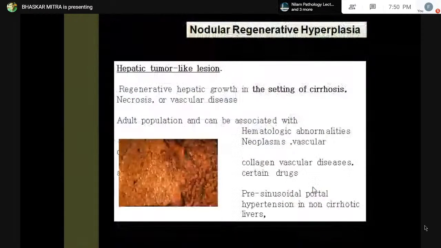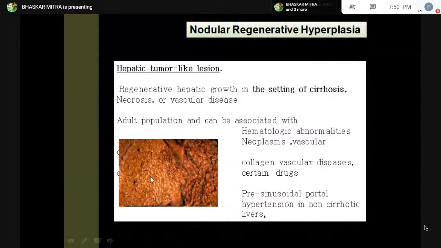Now coming to another hyperplastic condition, nodular regenerative hyperplasia. There are solitary or multiple nodules throughout the liver. Sometimes if they are multiple and present throughout the liver, we call it diffuse nodular hyperplasia. Nodular regenerative hyperplasia is a tumor-like lesion. And the important thing is that we see this in a setting of cirrhosis. It is usually seen in the adult population.